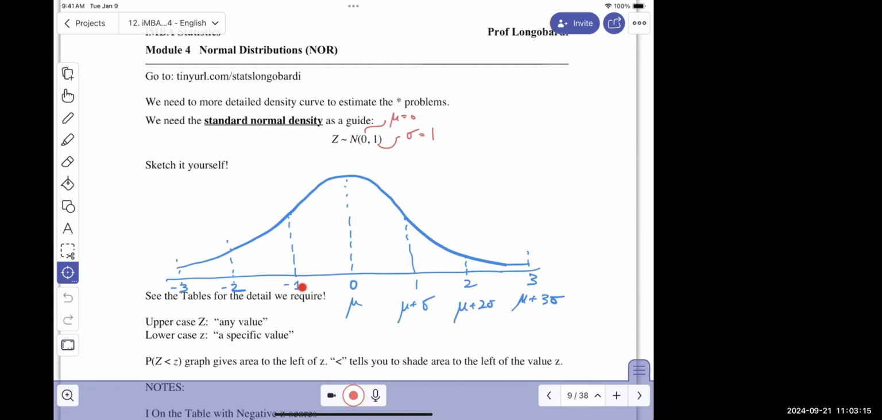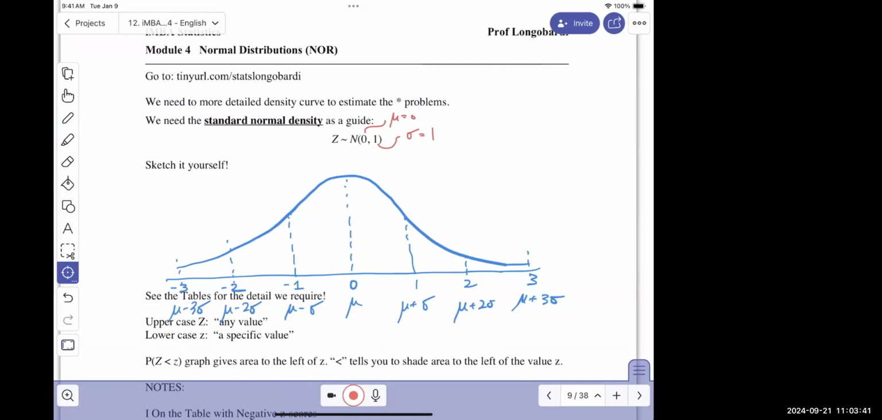If I'm below, I use the negative. This is 1 standard deviation below. This is 2 standard deviations below. And this is 3 standard deviations below. Any questions so far? This is just a review for people who already did their review. I'm just trying to bring people who didn't on board.